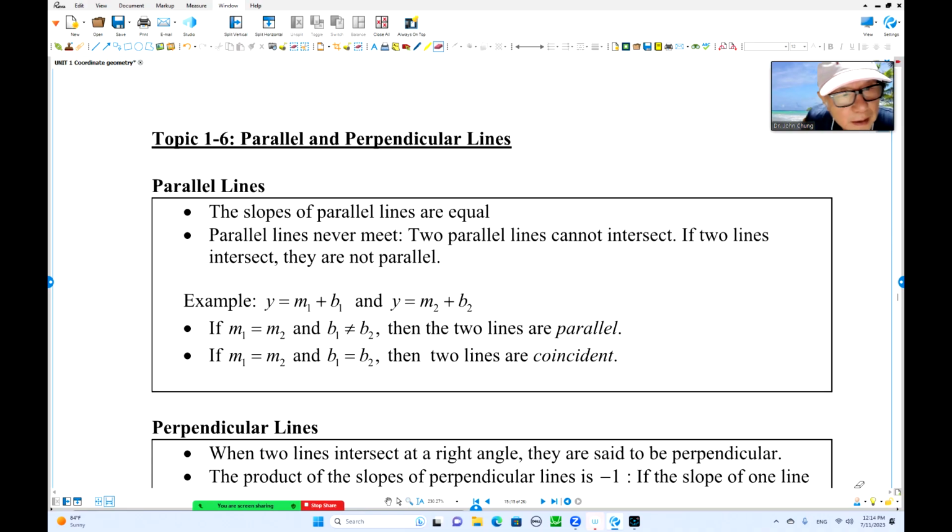This is today's topic, parallel and perpendicular lines. When you have two lines which are straight, there are three possible cases. You guys know this already. The first one is they have different slopes. They always have one intersection.